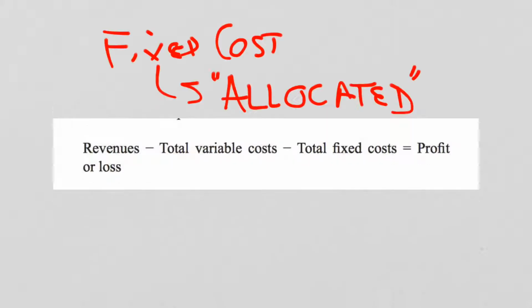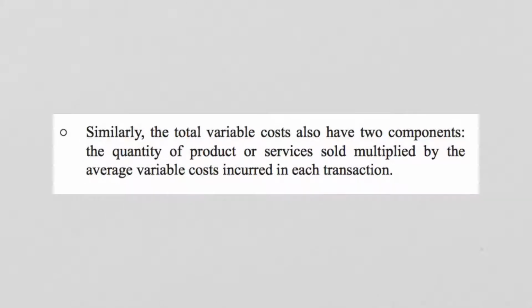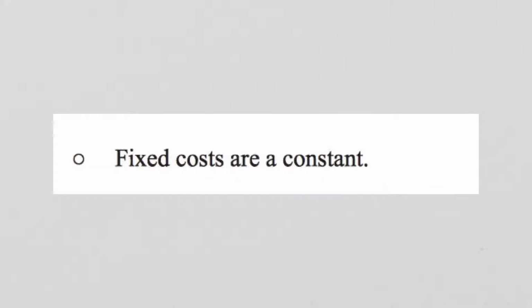This breaks down. If this is level 0 in a process map, this would be level 1, where revenues are made up of two components: the average selling price for the products or services multiplied by the volume. Pretty simple, but good to keep in mind. Same thing with the variable cost: quantity of product multiplied by the variable cost per unit. Fixed costs are a constant, again with the caveat that some fixed costs are avoidable and some are not avoidable, or direct versus indirect fixed costs.